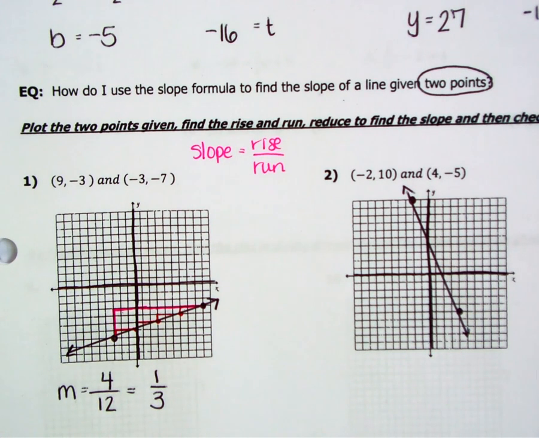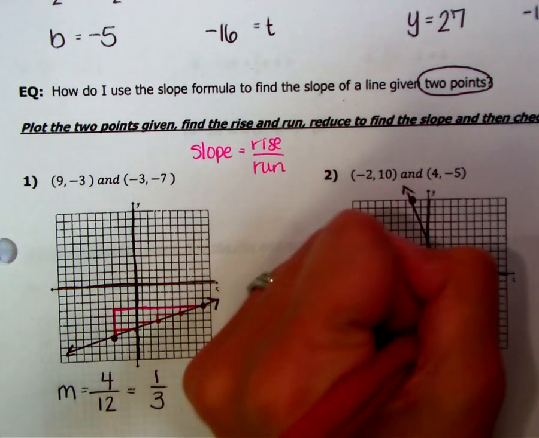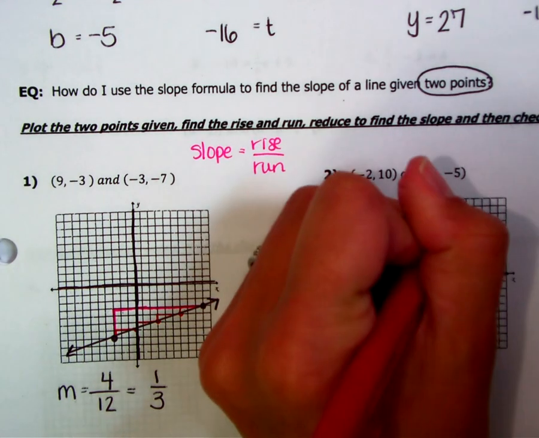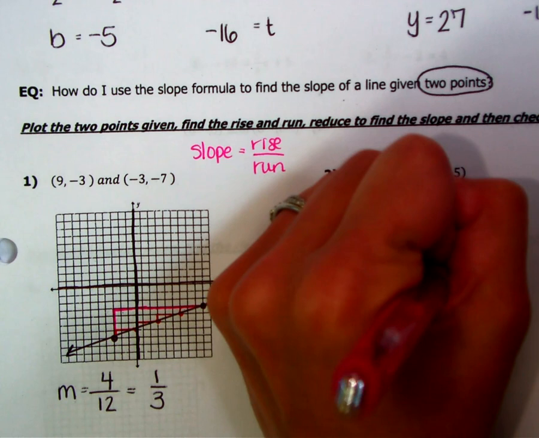All right, when you graph it, it should look something like this. Is it positive, negative, undefined, or zero? Negative. How do you know? Going down from left to right. So, if we're talking about the slope, I'm going to start at the point given. I'm going to rise and run. So, I rise. How much?